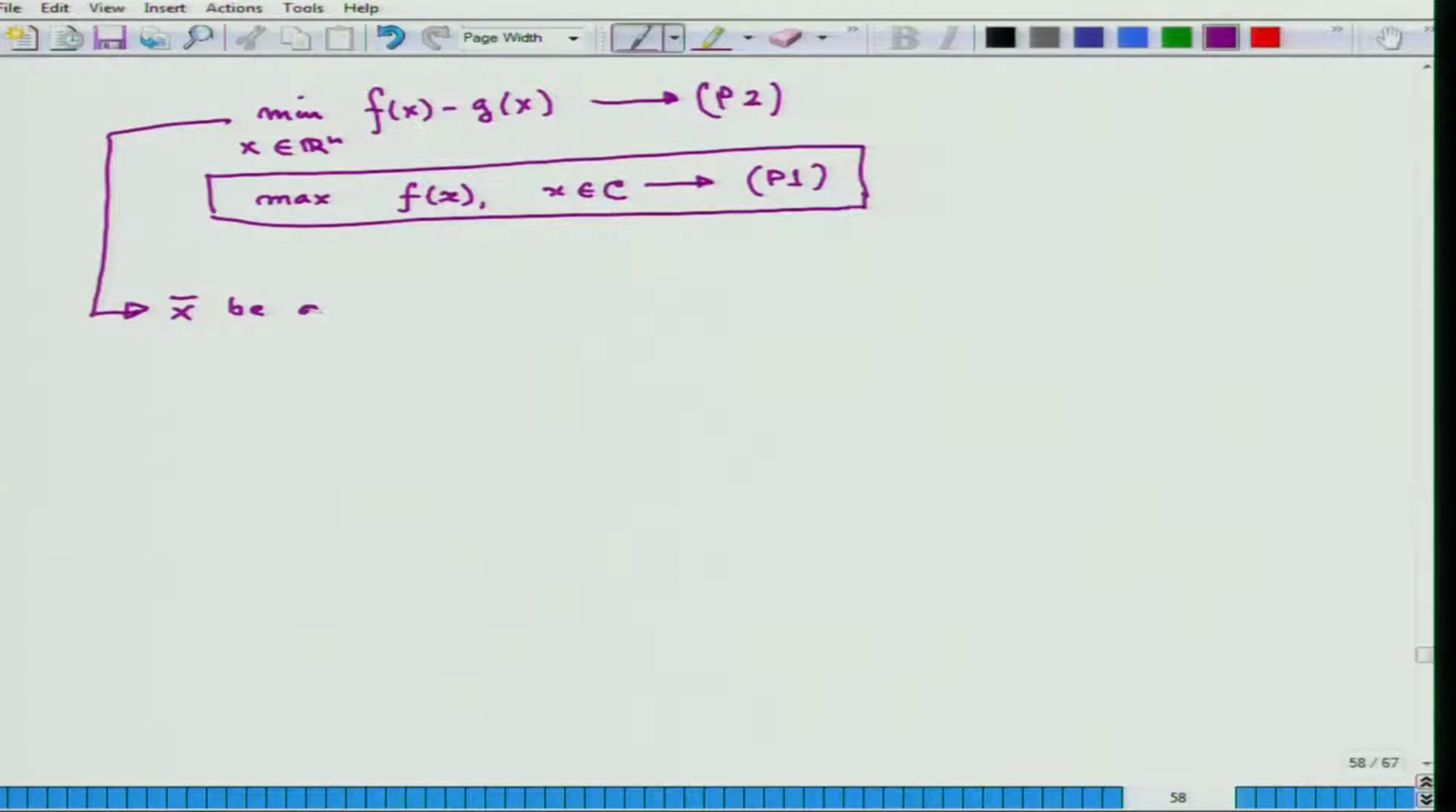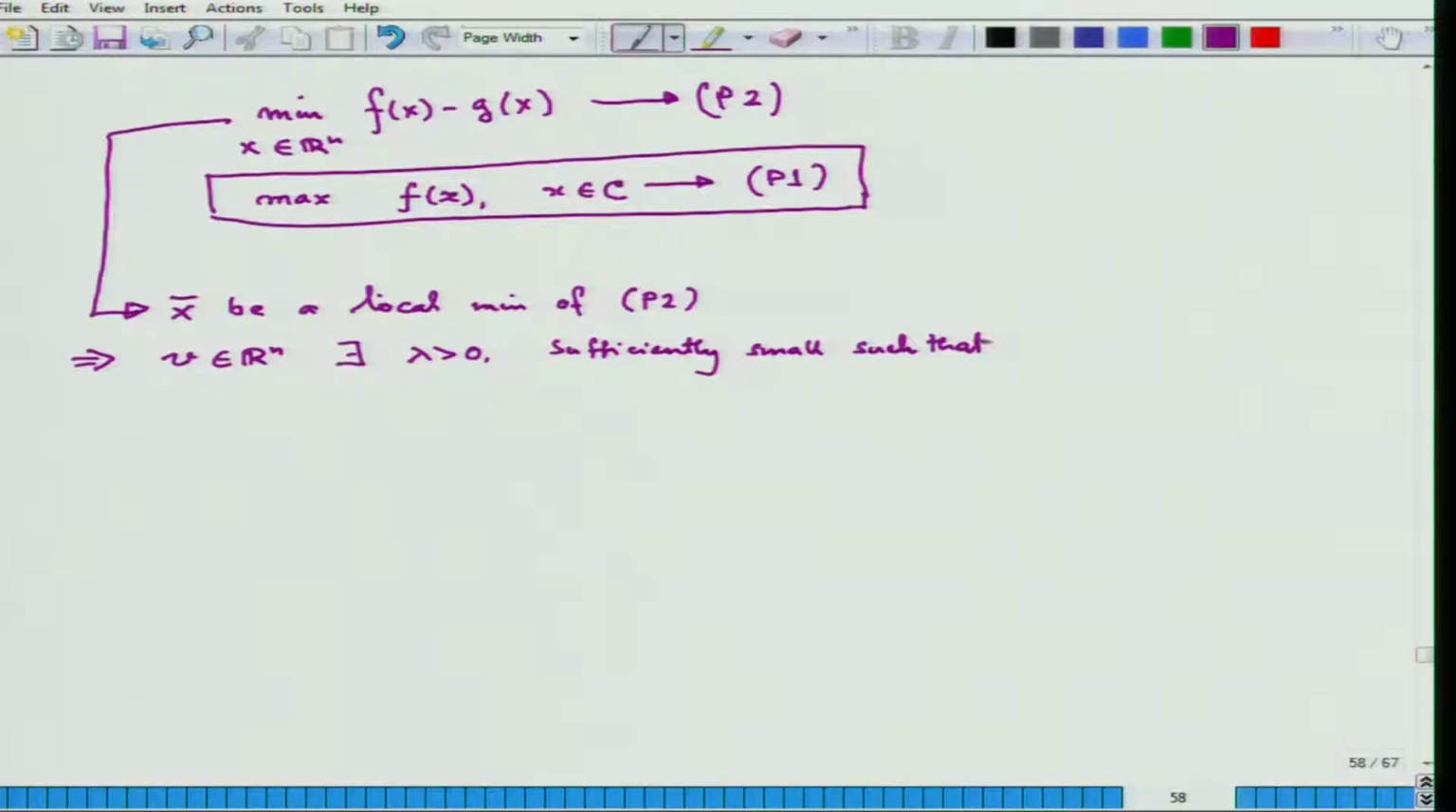So, let x bar be a local minimum of P 2. This implies that for v an element of R n, there exists lambda greater than 0 sufficiently small such that f of x bar plus lambda v minus g of x bar plus lambda v is greater than or equal to f of x bar minus g of x bar. This would immediately bring to the fore the following fact.